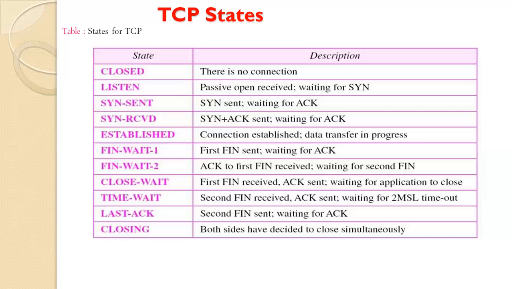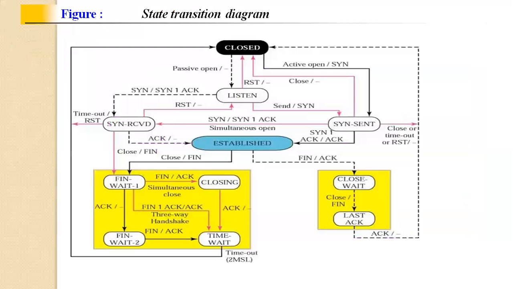These are the states used by the state machine of TCP, that is the state diagram of TCP. So this is the state transition diagram used to understand the different processes used by TCP.